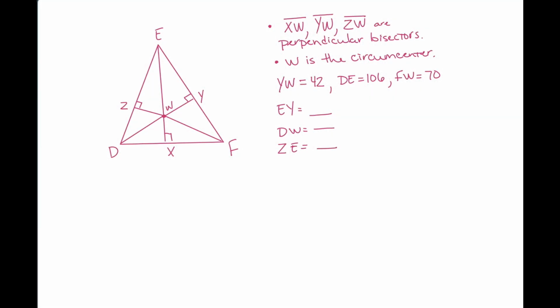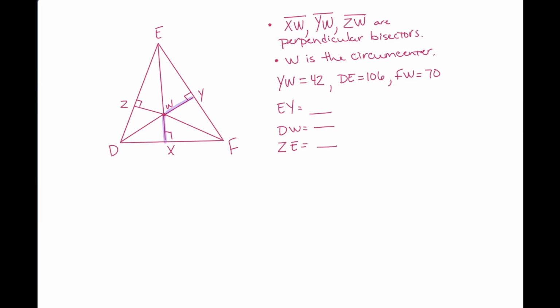Given this triangle, it says XW, YW, and ZW are perpendicular bisectors. So let's go ahead and mark these. XW and YW and ZW are perpendicular bisectors. The perpendicular sign is there, but the bisecting part is not. So go ahead and mark these. Okay, so that means whatever EY is, FY is the same length.